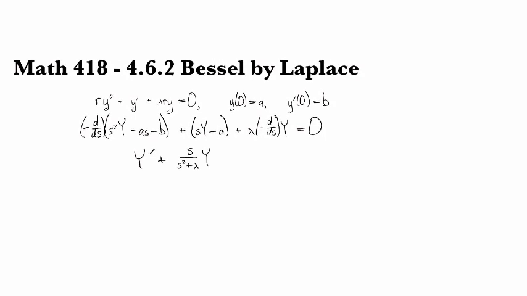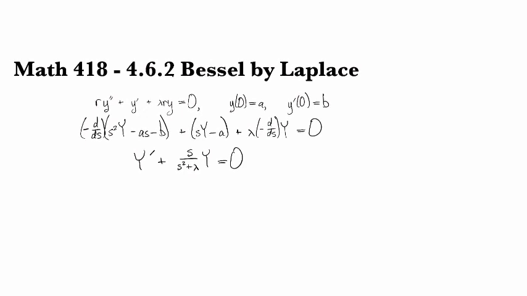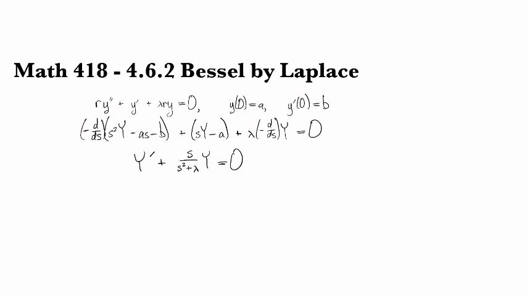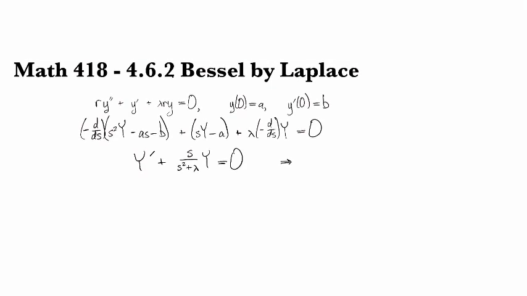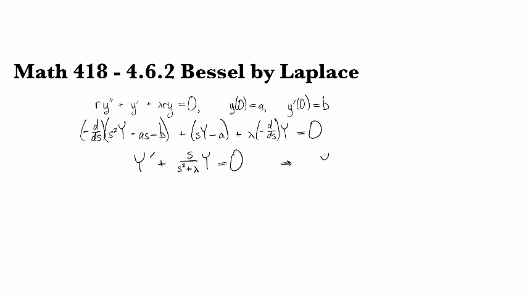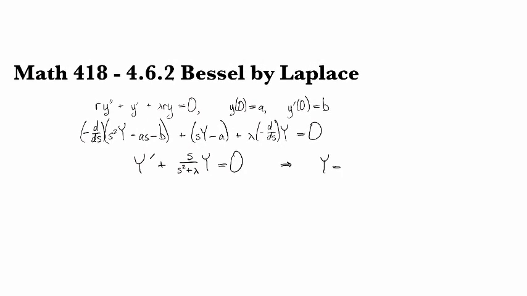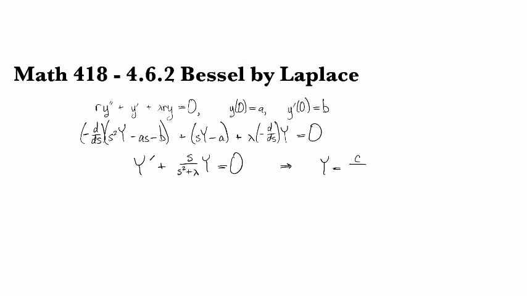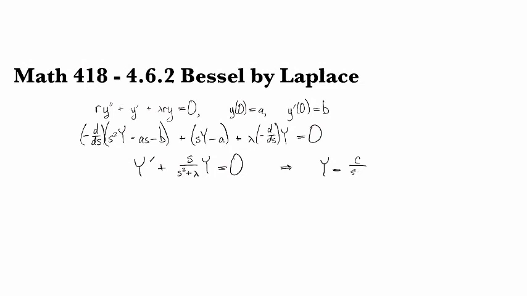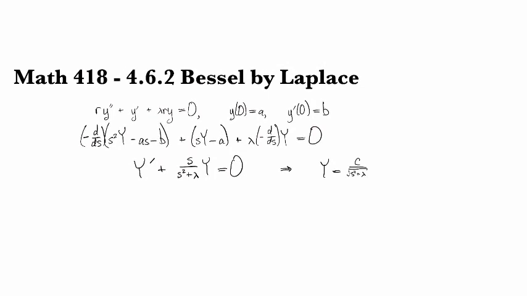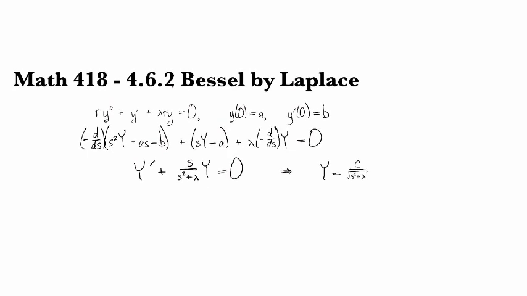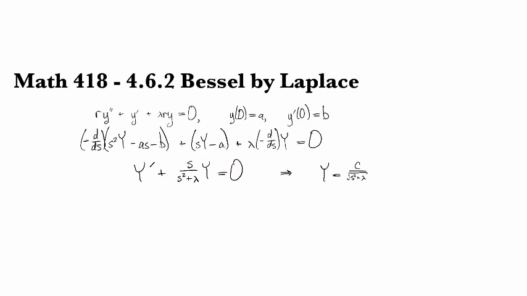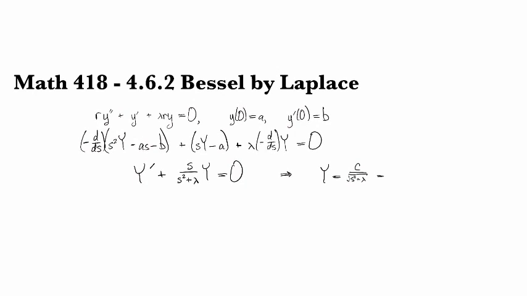lambda y equals 0. And so this equation is linear, it's separable, you can solve it however you like. And you end up with y equal to c, some constant, over the square root of s squared plus lambda. And so this does not look like a fun thing to try and invert the Laplace transform on, but you can actually manhandle it a little bit.